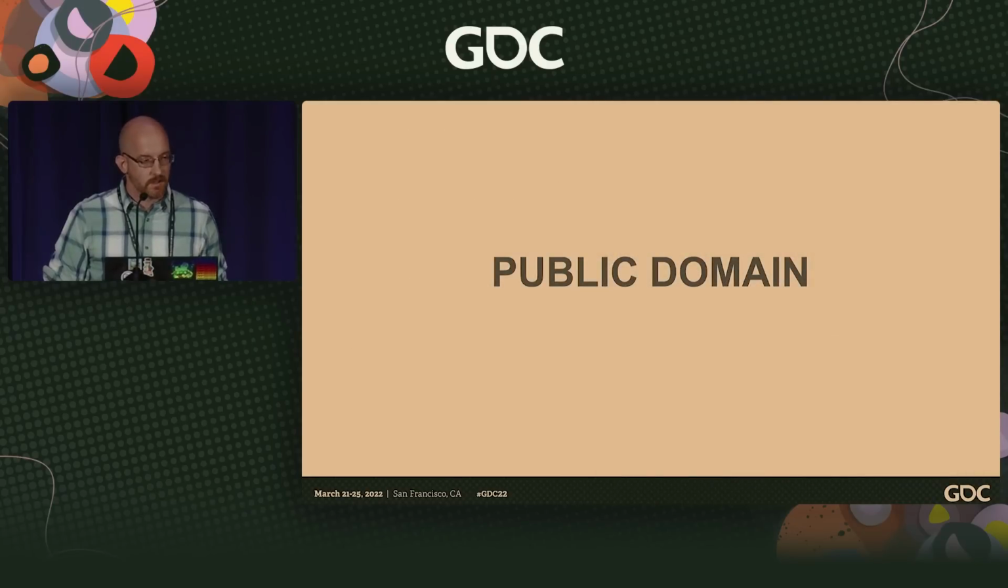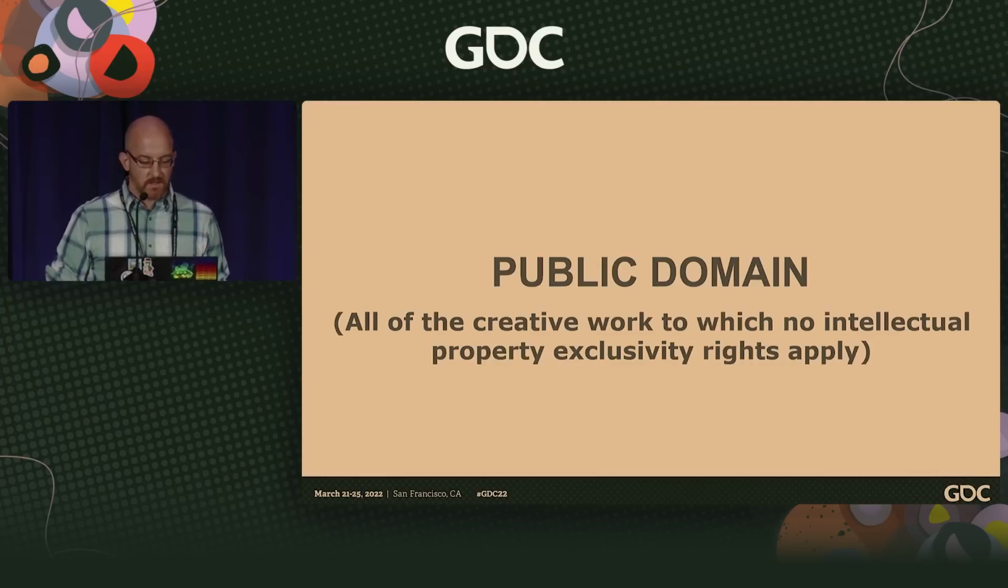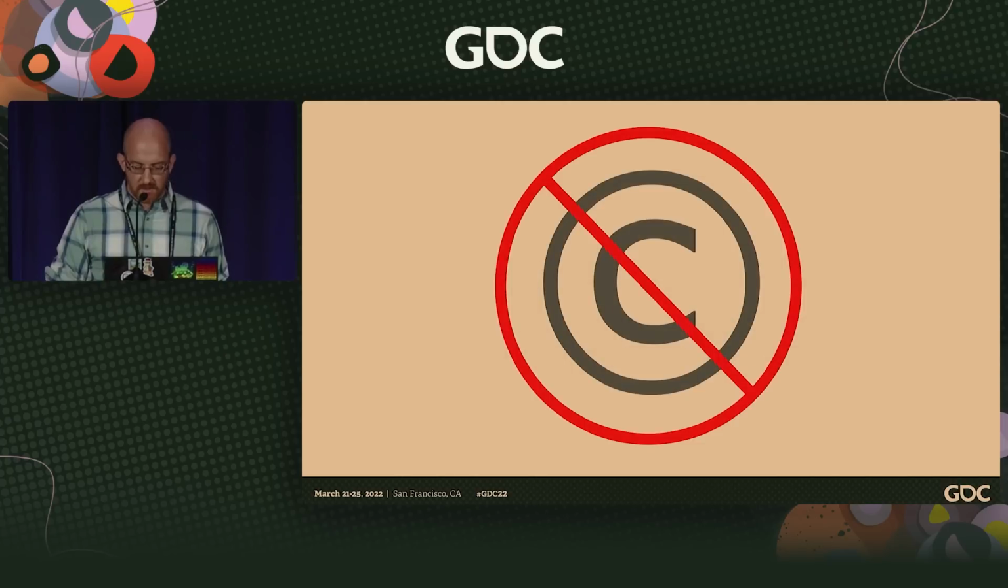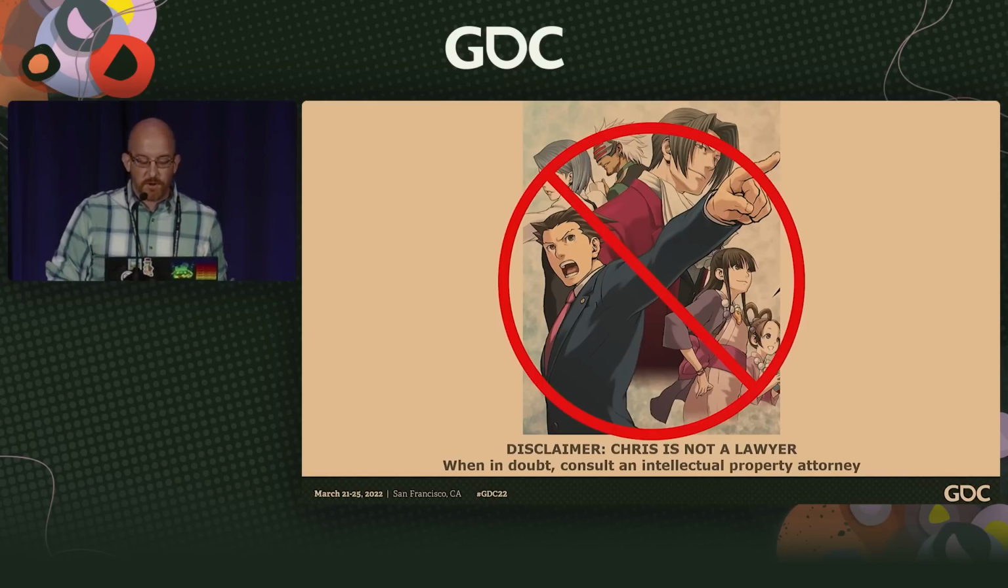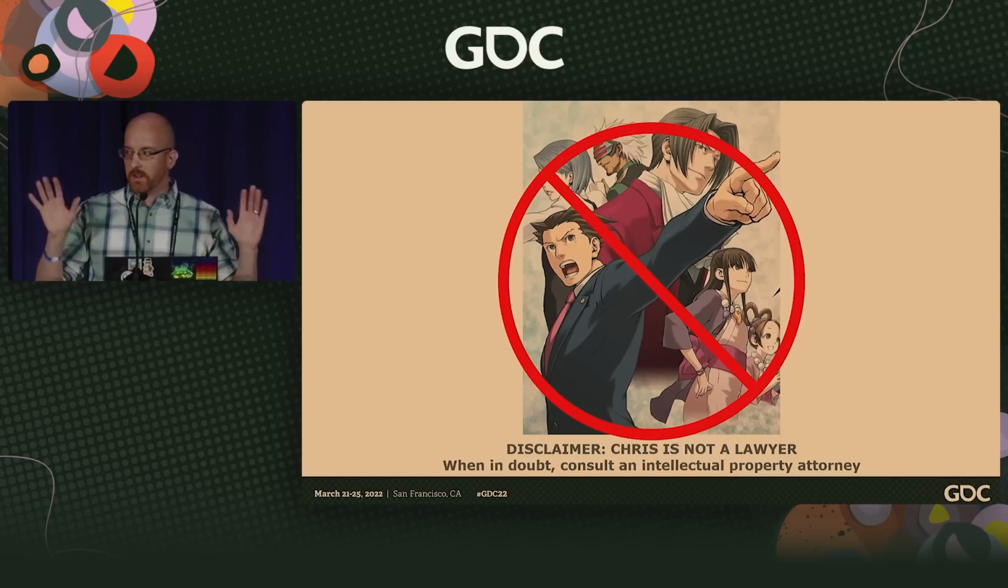But we are here today to talk about public domain. So first of all, what even is that? Well, public domain is all of the creative work to which no intellectual property exclusivity rights apply. In layman's terms, that means they are not protected by copyright law. You can use public domain materials in your own work or as the basis of whole projects. Now, before I move on, a disclaimer. I am not a lawyer. And if you are in doubt about a work, please consult an intellectual property attorney. So as long as you all understand that I am not a lawyer, we can move on.